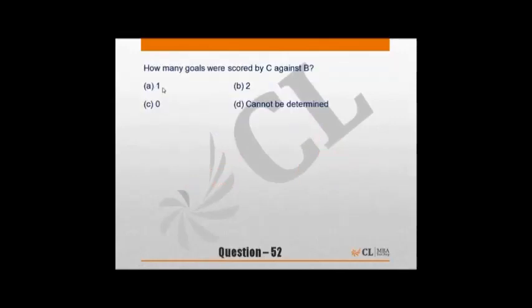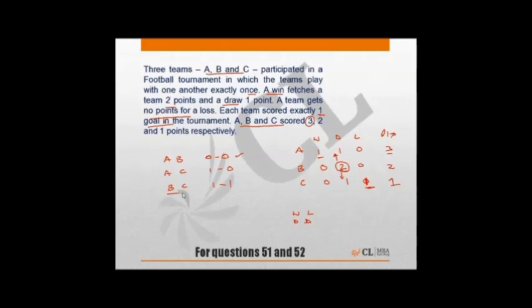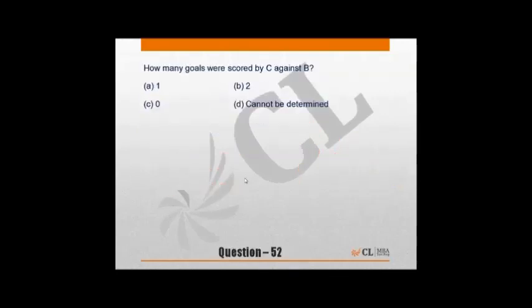Next question. How many goals were scored by C against B in the BC match? Just to remind, BC match was a 1-all draw. So it is a 1-1 thing, BC. So C has scored 1 against B. So correct answer, choice A.